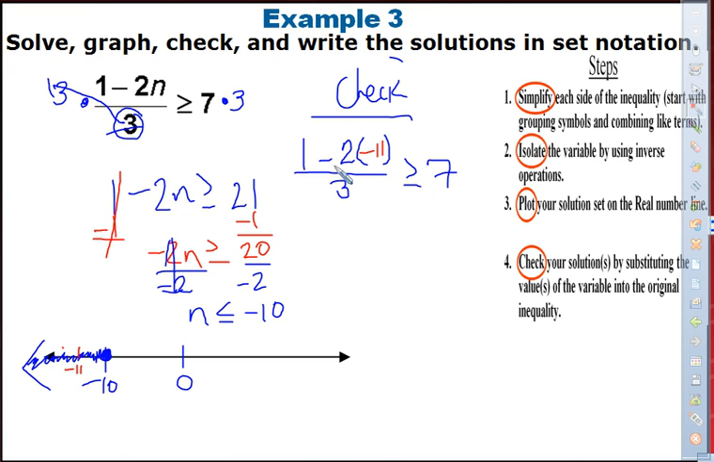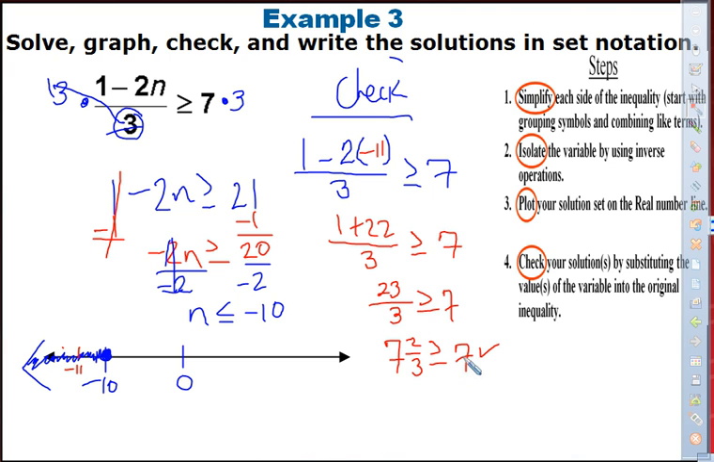What is negative 2 times negative 11? Positive 22. I bring everything else down: the 1 over 3 greater than or equal to 7. 1 plus 22, that's 23 over 3 greater than or equal to 7. What is 23 divided by 3? How many times does it fit in there? 7 times, and we have 2 left over, so it's 7 2/3. Is 7 2/3 greater than or equal to 7? Yes. And we're done.